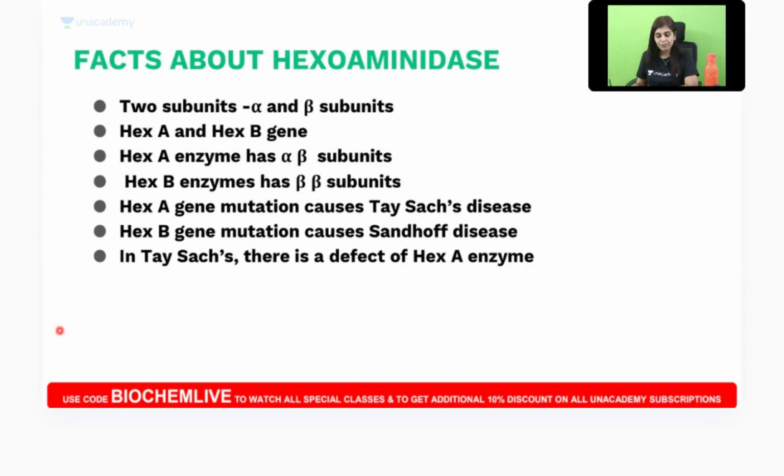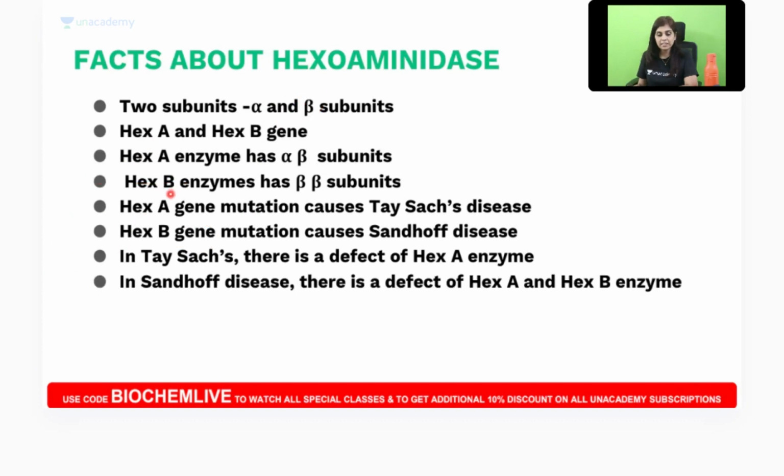Whereas in Sandhoff, it is caused by a defect of hexosaminidase B gene, which codes for beta subunit. And if beta subunit is defective, what are the two enzymes that will be defective? Both hexosaminidase A enzyme and hexosaminidase B enzyme will be defective. Are you clear about this? Are you clear about all the factors that I've told you so far?